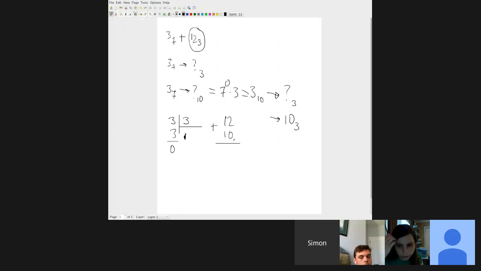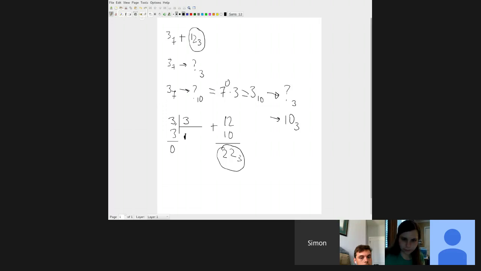2 plus 0 gives us 2. 2 is not greater than the limit, so we're going to leave it as it is. And then 1 plus 1 gives us another 2. So that is the result. 3 base 7 plus 12 base 3 is 22 base 3.